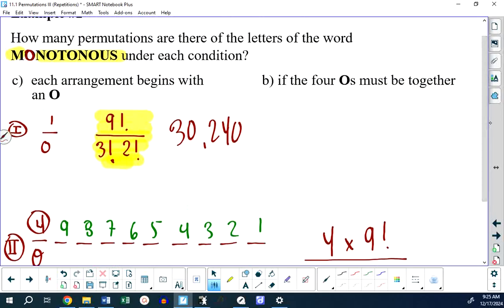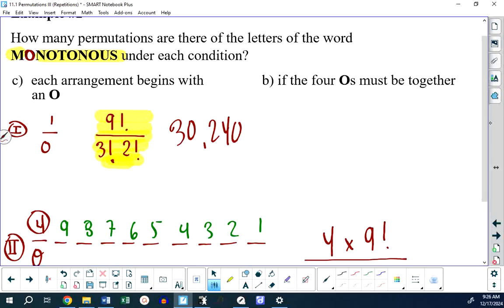I don't know. I prefer the first method. I think it's easier to wrap your head around. What about if the 4 O's must be together? Well, this is Joan and Emily, right? Do you remember when we had to arrange so Joan and Emily were together? But then we also had to multiply by the number of ways to arrange Joan and Emily?